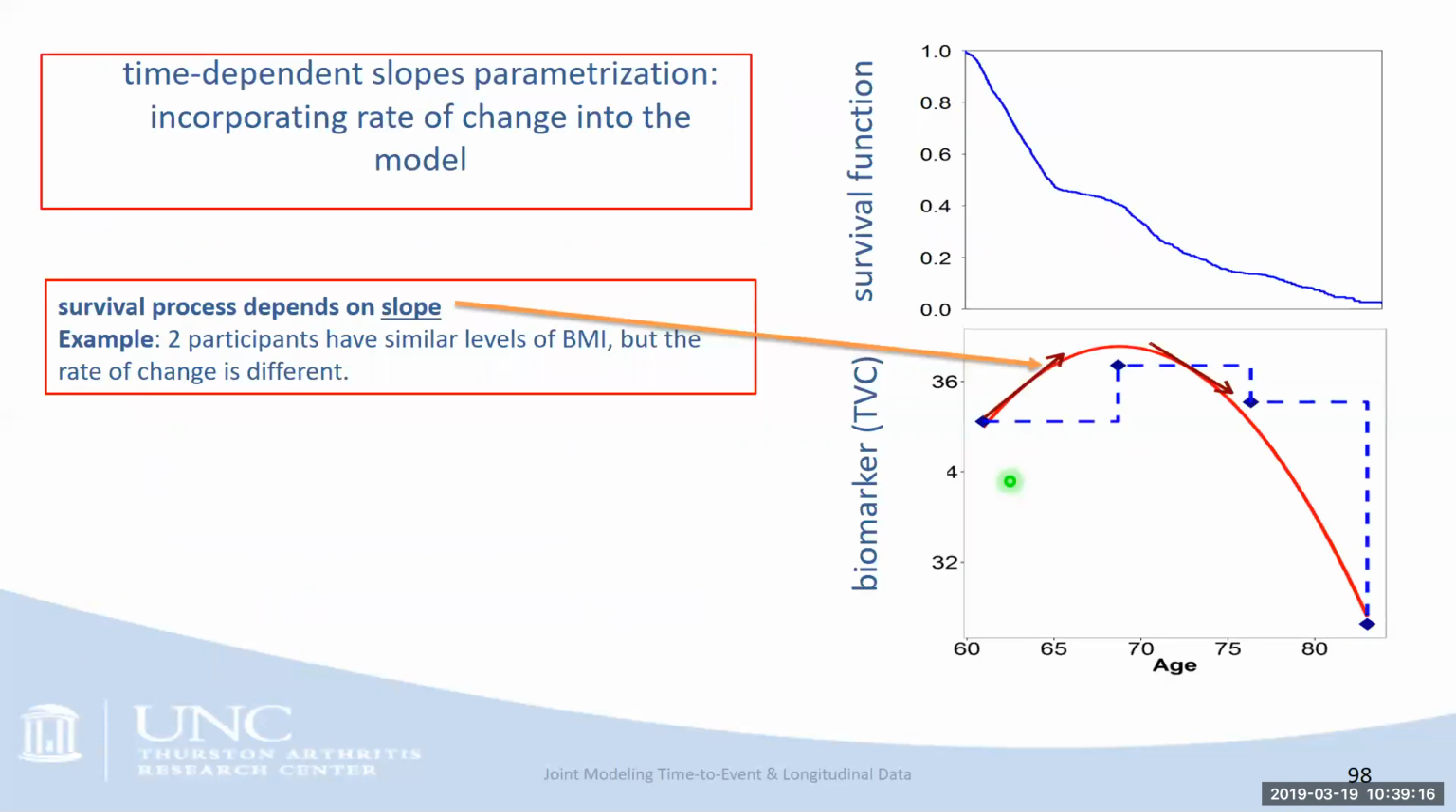So here is the same picture, but you can see that we have two additional arrows. This parameterization of the joint model allows incorporating the rate of change into the model, and here the survival process can depend on the slope, to capture the situation when two people have the same level of biomarker, but the rate of change is different. For example, you have two participants, same age, race, gender, and they both have a BMI of 25, but one is losing weight, and the other one is gaining weight.